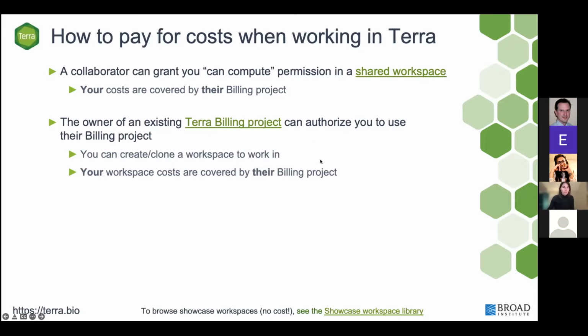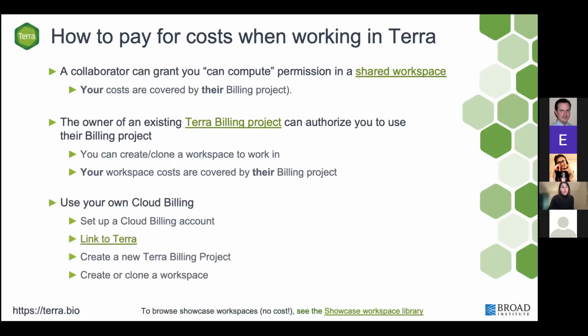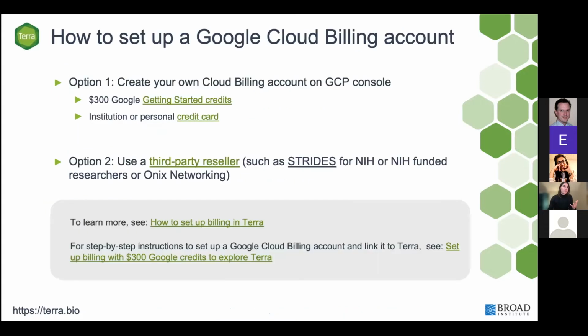We talked about that earlier. That's one way in which you don't have to establish any cloud billing accounts to get started. Then you can use your own cloud billing. The next slide goes over that a little bit. You can use your own credit card, or an institute's or university credit card, to go directly to Google and set up a relationship or get free credits. You usually have to put a credit card down, and then you have the ability to do what you want in Terra.